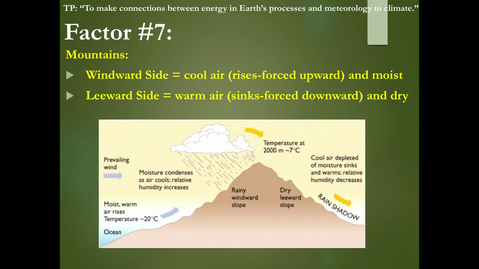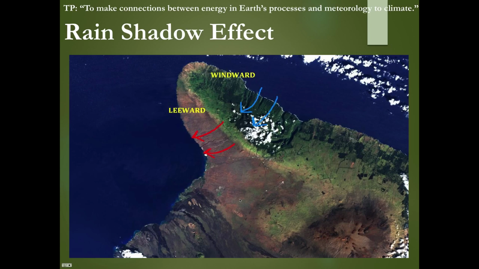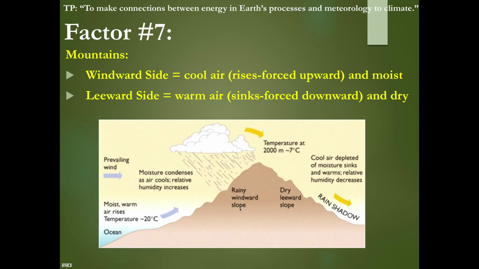Factor 7, mountains, also known as the rain-shadow effect. Okay, we have two sides of the mountain. We have the windward side and the leeward side, like a sand dune that we learned about during erosion and deposition. Notice the prevailing wind on this diagram is here. It's going from left to right. It's going to hit the mountain on one side, which would be your windward side, right? So we have rainy windward slope. On the other side, we have our leeward side, which is opposite.